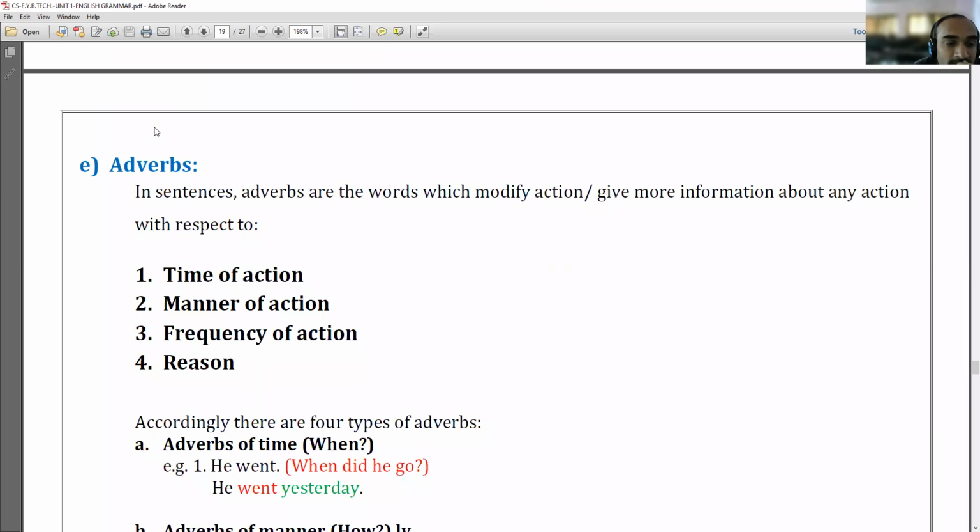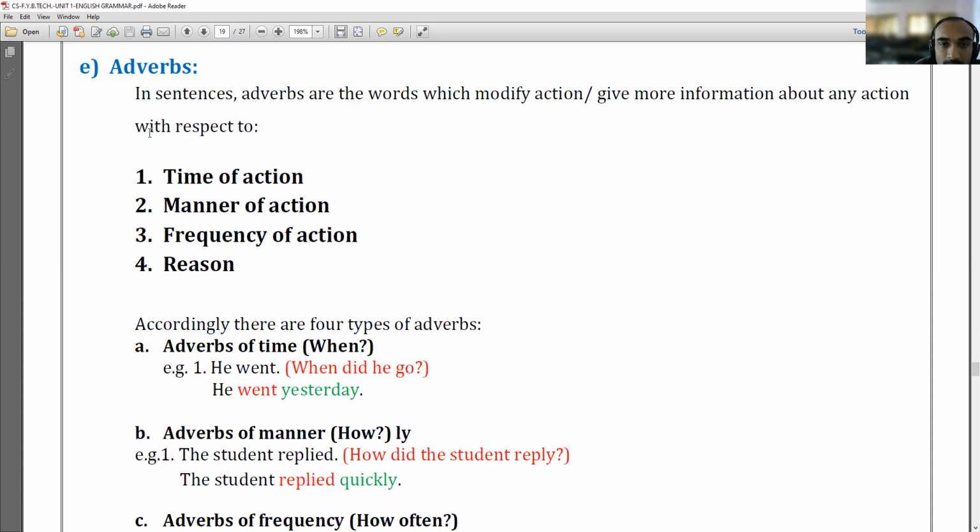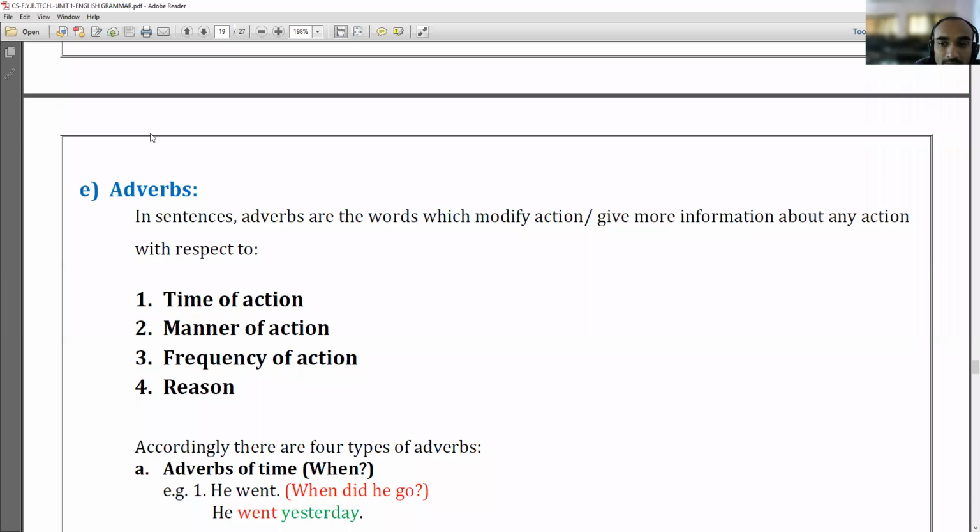Let's start with the second part of speech. Next part of speech, that is adverbs. Adjective म्हणजे विशेषण आणि adverbs म्हणजे we can call it as क्रिया विशेषण. In Marathi we can call it as क्रिया विशेषण. So can anybody tell me the definition of adverb?